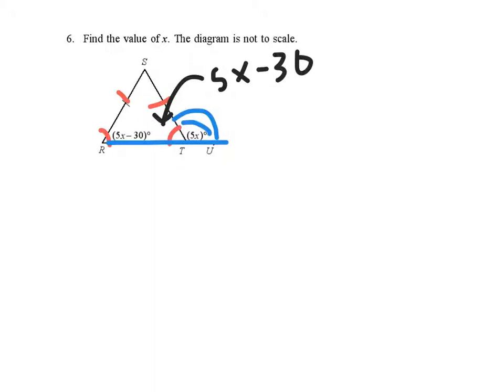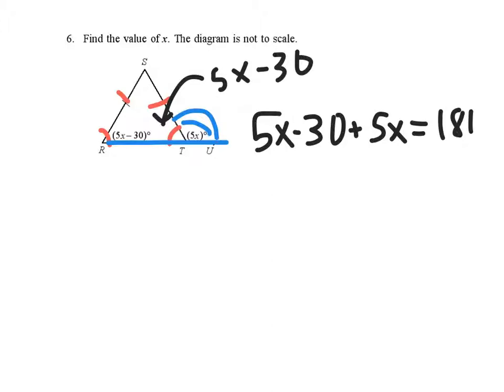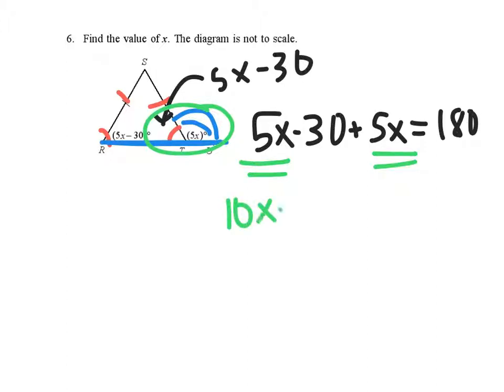So I'm going to set up an equation that says 5x minus 30 plus 5x equals 180. Remember, 180 is just your straight line, and I just added these two angles together. From there, you're solving for x. I noticed that we have two 5x's on this side, so we really have 10x minus 30 equals 180.